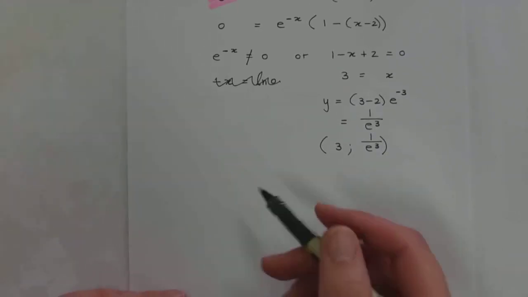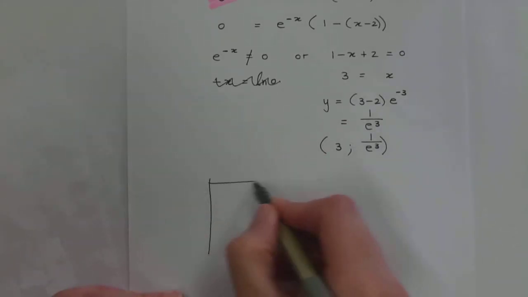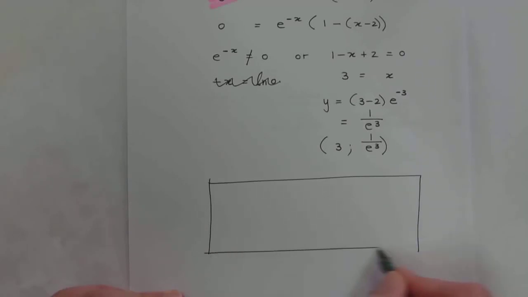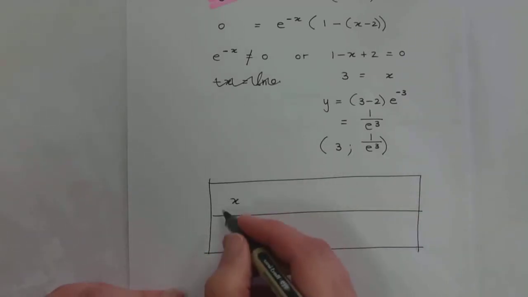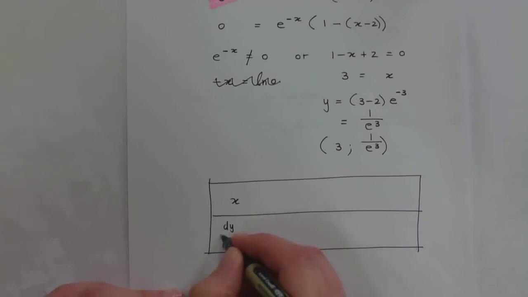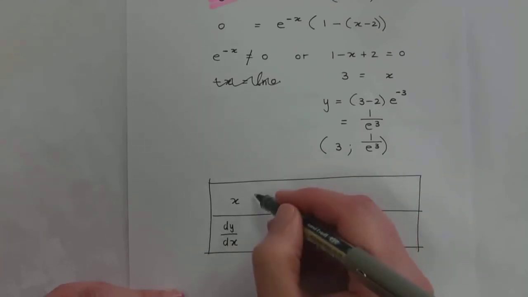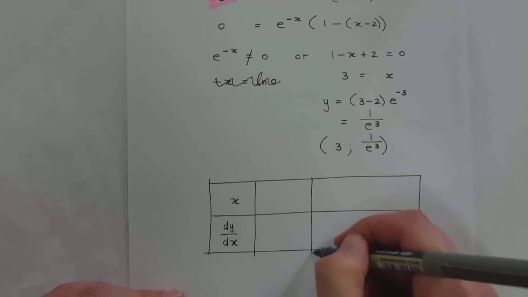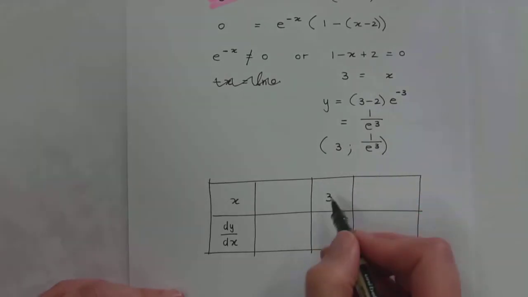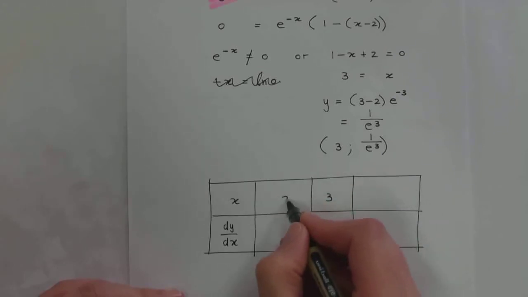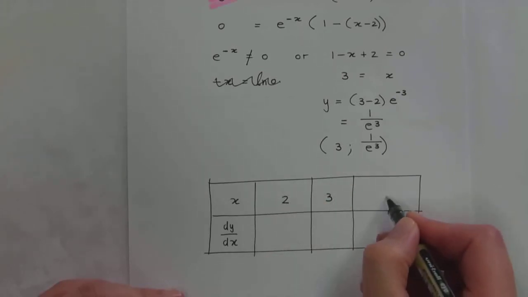Okay, now to look at the nature of the stationary points, I'm again just going to look at my first derivative table. You should be used to that first derivative table by now, where we say there is my x and there is my derivative, dy over dx. We said the x value of that stationary point is 3. So I'm going to look just before, which is the point 2, and just after, which is the point 4.